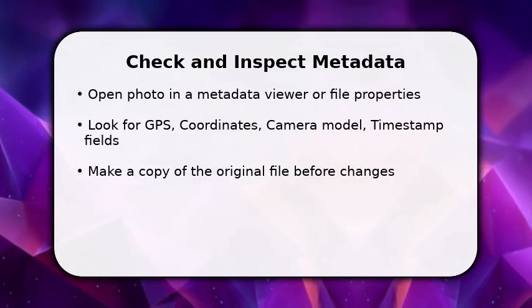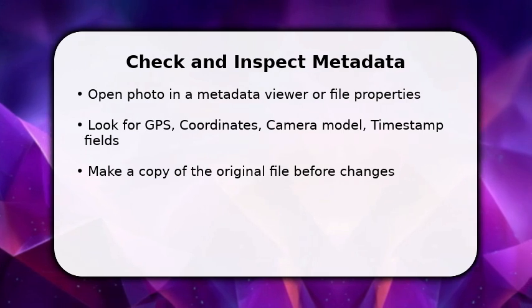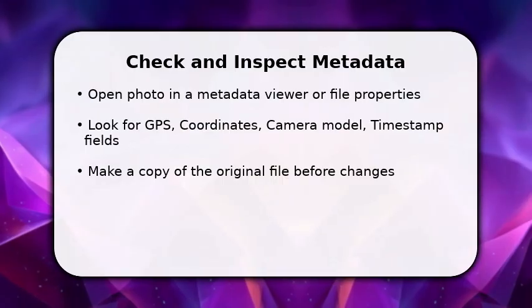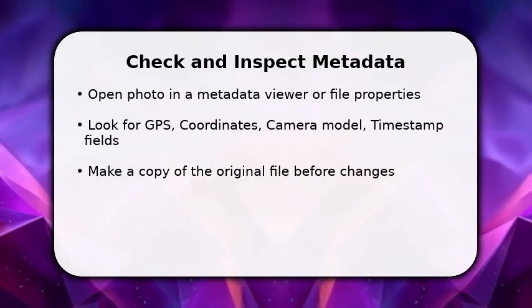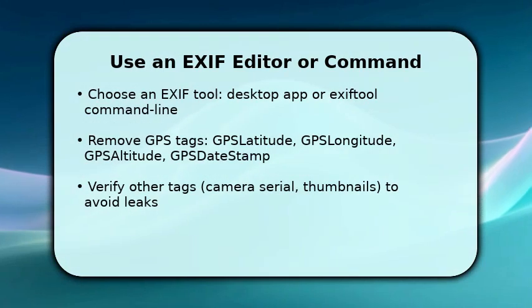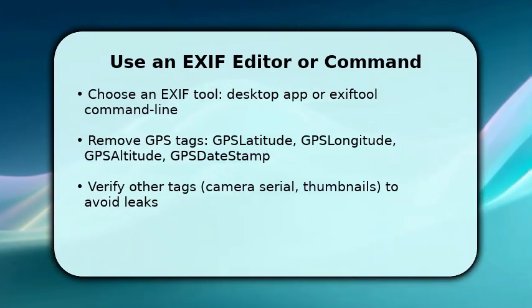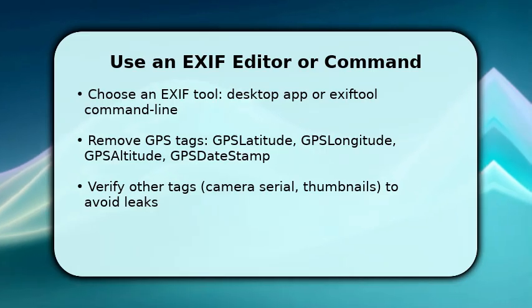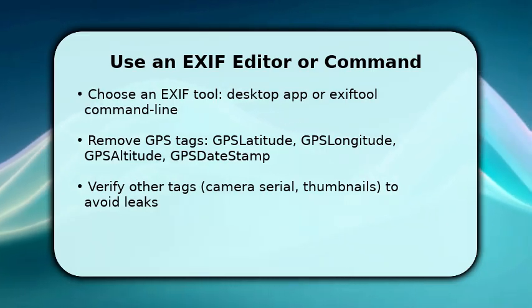Now move to a tool that can edit or strip EXIF data. Next, use a reliable EXIF editor or a command line tool like EXIFtool to remove GPS-specific tags. For example, run a command to delete GPS latitude, GPS longitude, GPS altitude, and GPS date stamp. This deletes embedded coordinates without re-encoding the image.